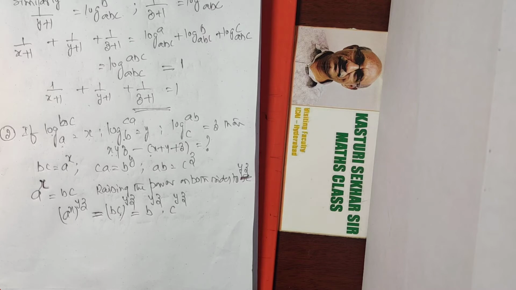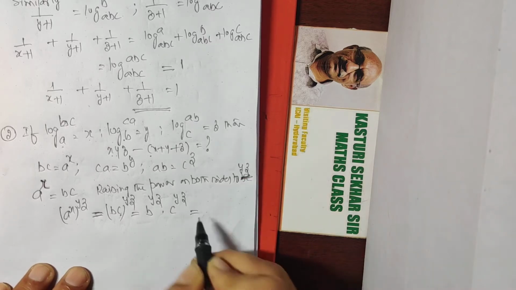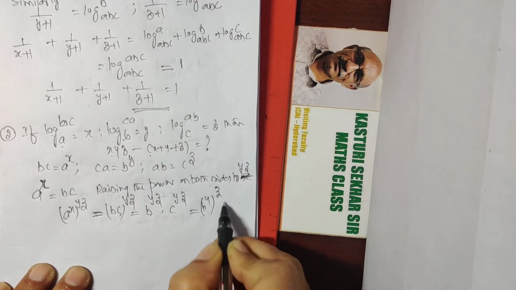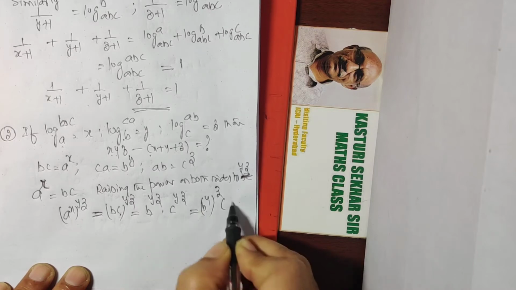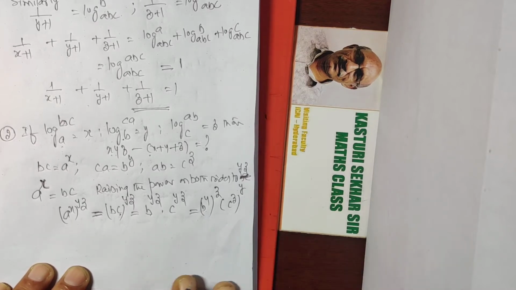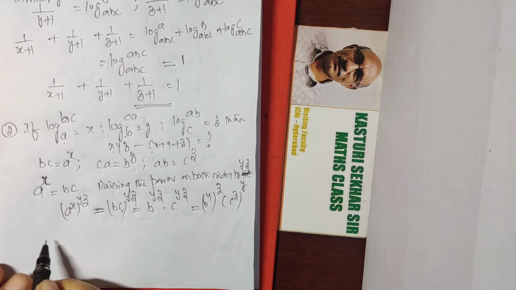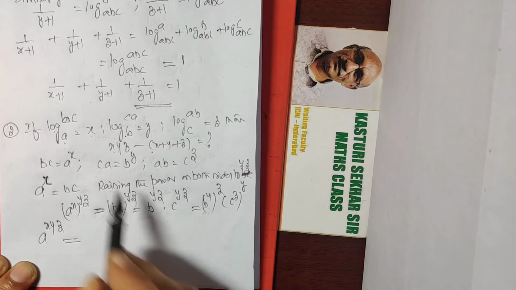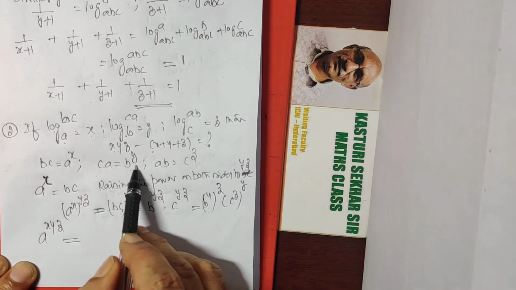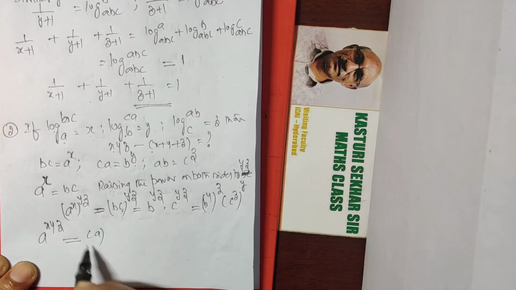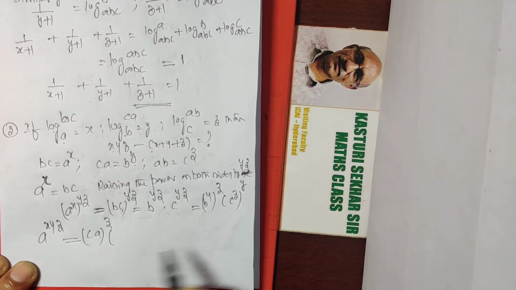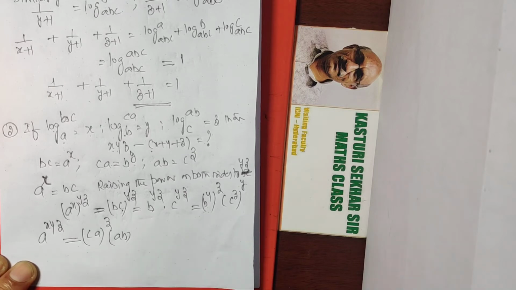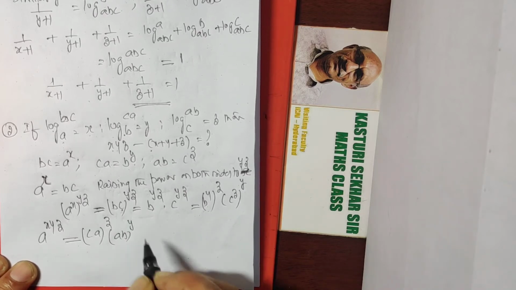And when powers are equal, bases can be equated. So what will I do? B power YZ can be written as B power Y whole power Z. And C power YZ can be written as C power Z whole power Y. Now left hand side it is A power XYZ. B power Y can be written as CA whole to the power of Z. C power Z can be written as AB whole power Y.